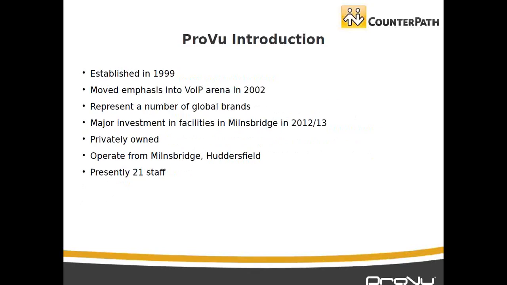So just to give you a brief introduction about ProVu. ProVu was established in 1999. We started off selling video phones, or ISDN video phones to be exact, and then we moved our emphasis into VoIP in 2002 when we took on the major distribution for SNOM. We were the first distributor for SNOM, and we have grown quite a lot since then. Now we are representing all the global brands in the SIP market: Polycom, SNOM, J-Link. CounterPath is the only softphone client manufacturer or developer we deal with.